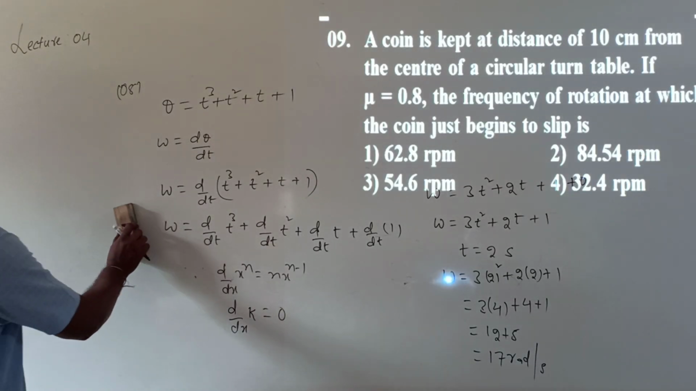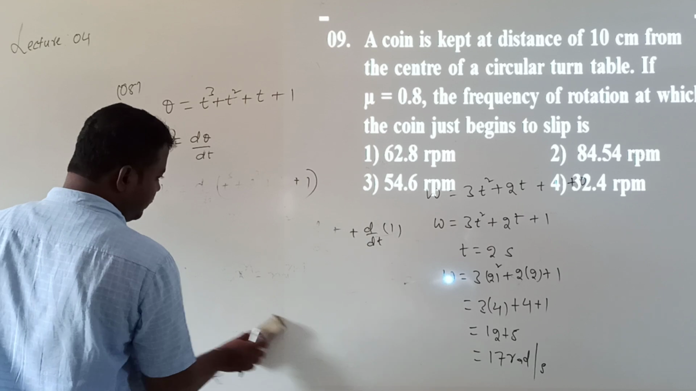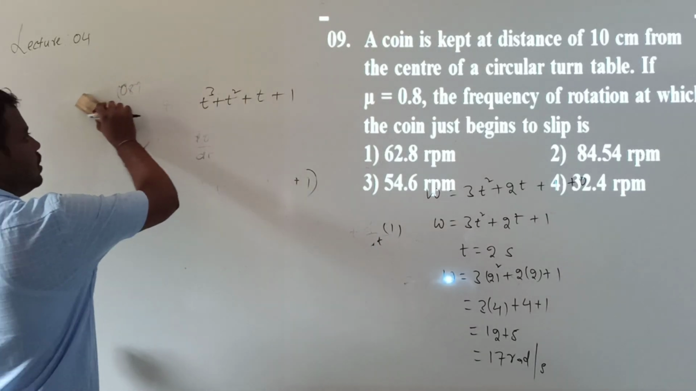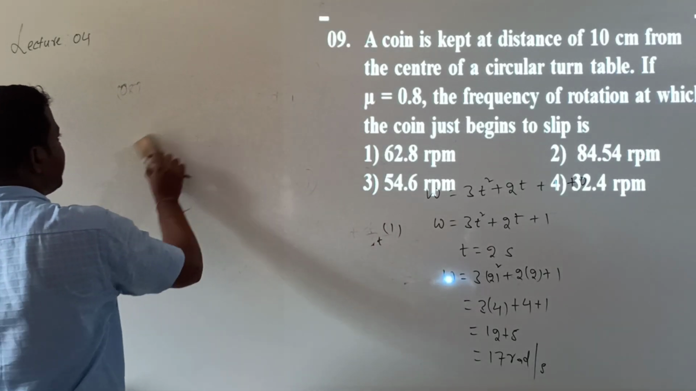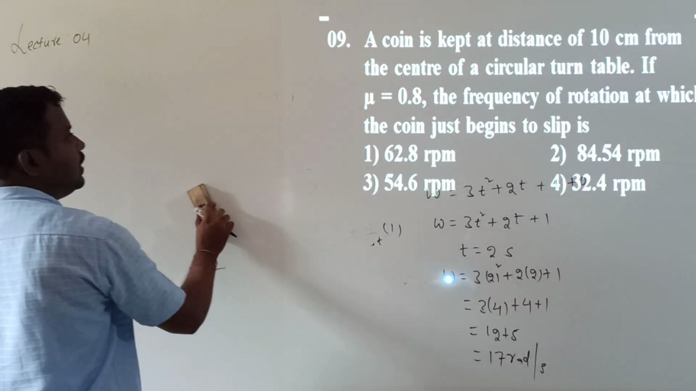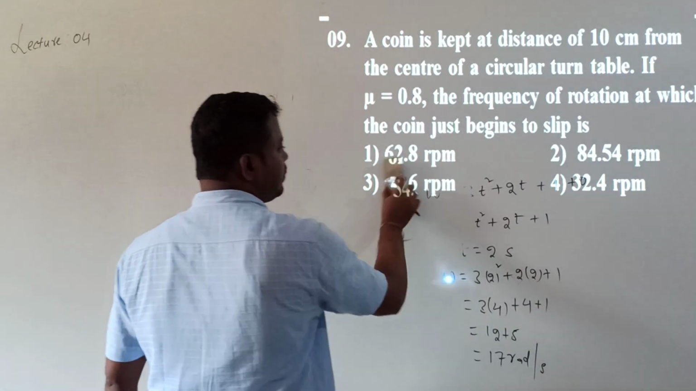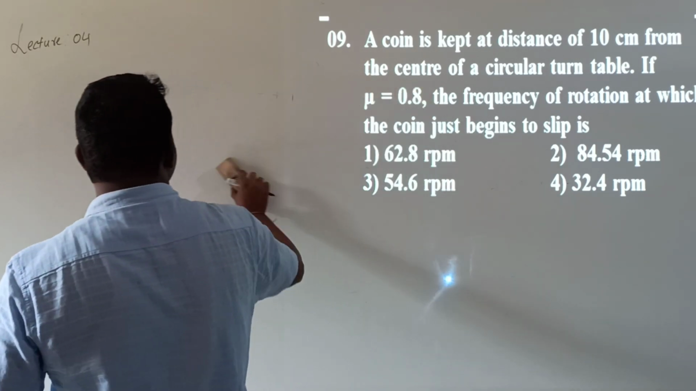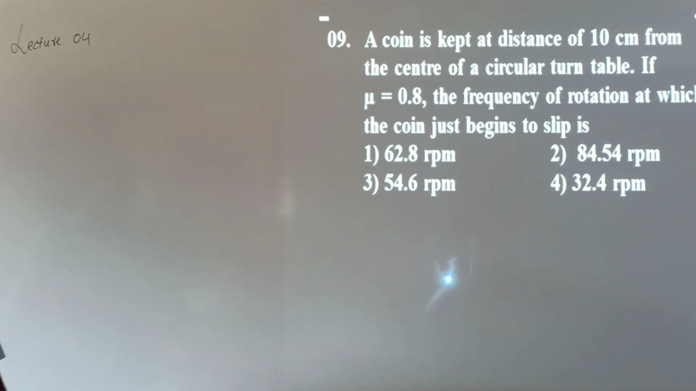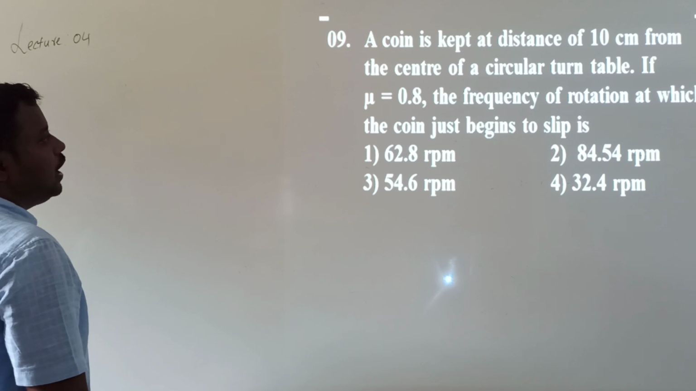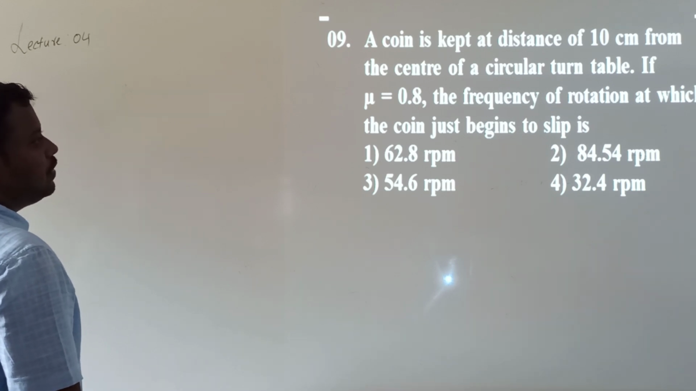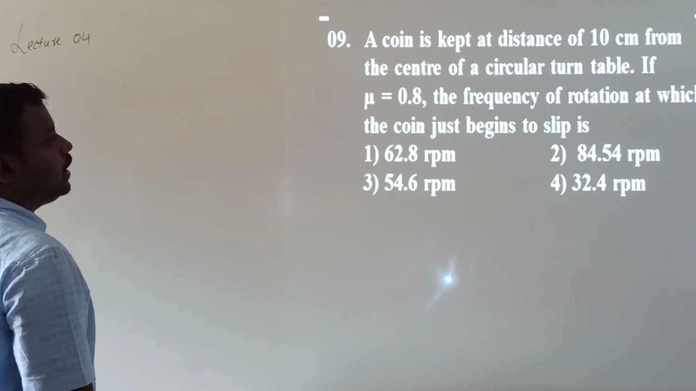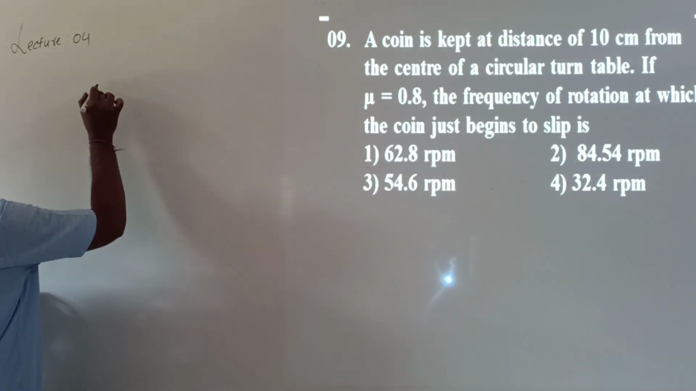question number 9. This question is also similar to the previous question. A coin is kept at a distance of 10 centimeters from the center of a circular turntable. If mu value is 0.8, find the frequency of rotation at which the coin just begins to slip.